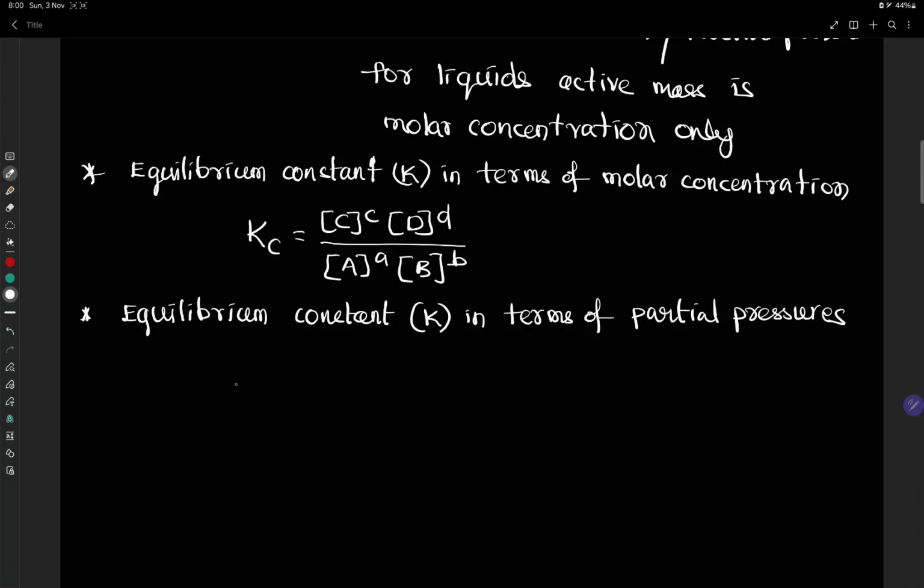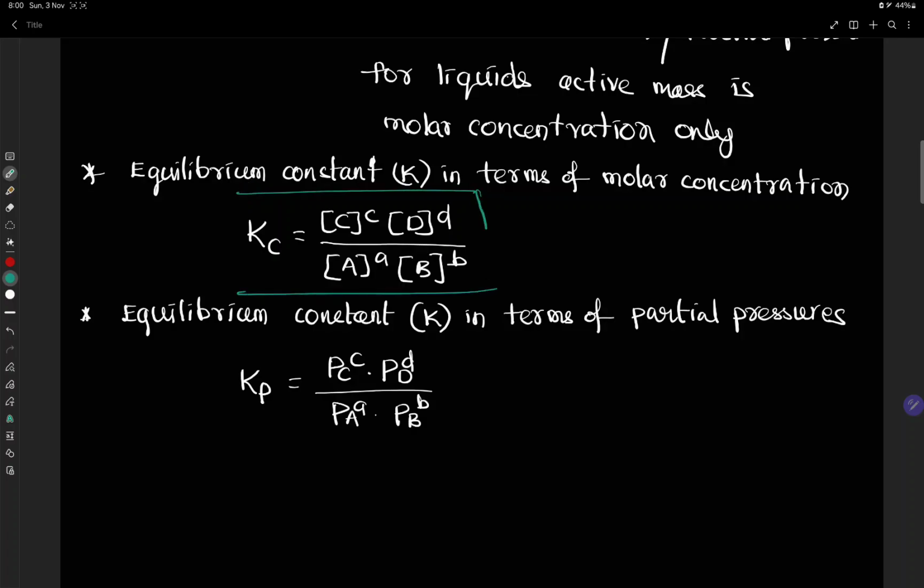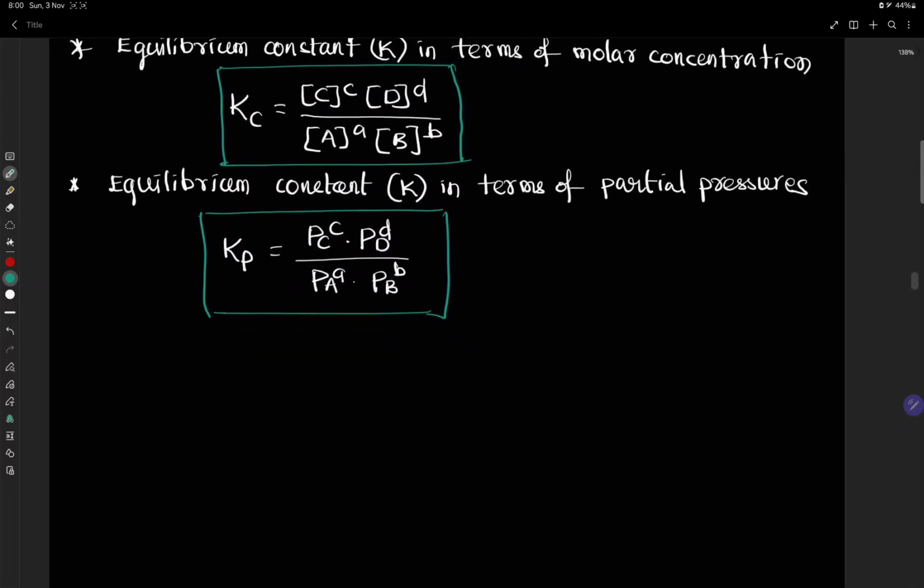Equilibrium constant in terms of partial pressure, denoted with Kp. Kp is equal to, now instead of molar concentration we use partial pressure. That means partial pressure of C power c into partial pressure of D power d by partial pressure of A power a into partial pressure of B power b. So this is the equilibrium constant in terms of molar concentration, and this is the equilibrium constant in terms of partial pressures.